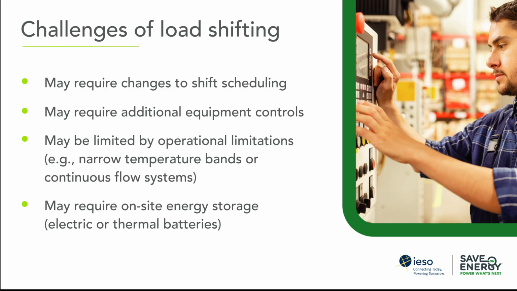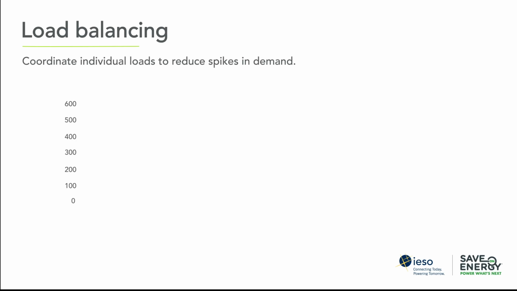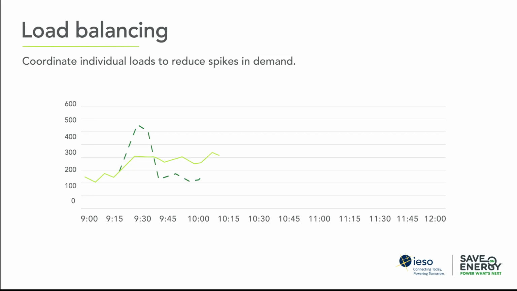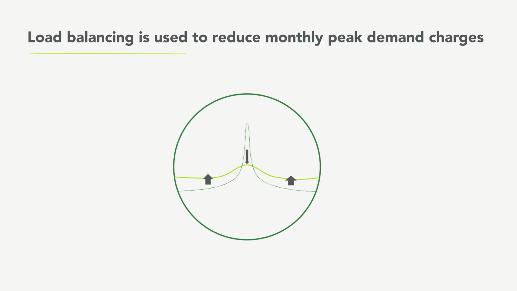The final option for industrial demand management is load balancing. Load balancing is achieved by coordinating individual loads to reduce spikes in demand. Load balancing can be achieved through practices such as staggering the startup of motors or chillers, or controlling when electric vehicles can be charged. Load balancing is typically used to reduce monthly peak demand charges, although it is emerging as a strategy to mitigate electrical capacity restrictions when deploying vehicle charging infrastructure.